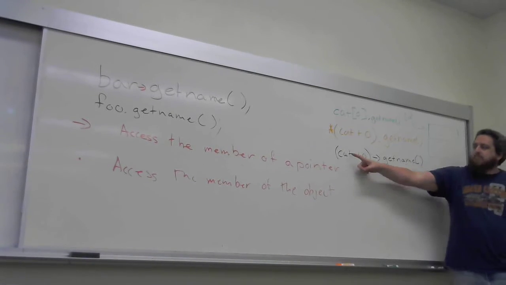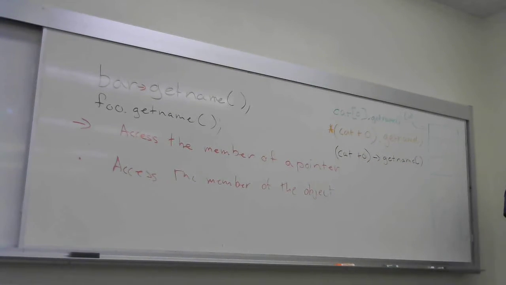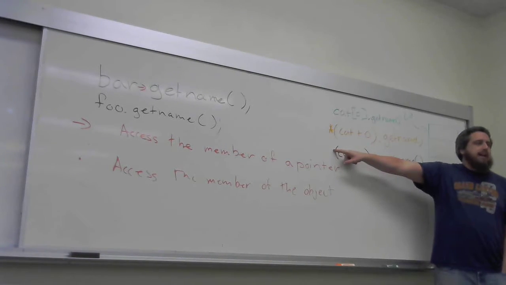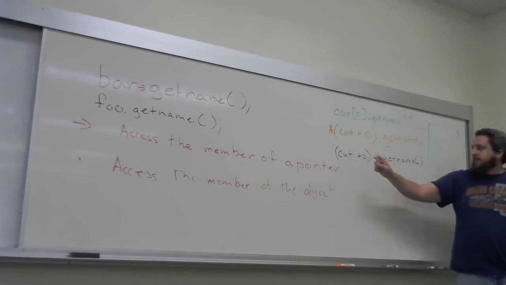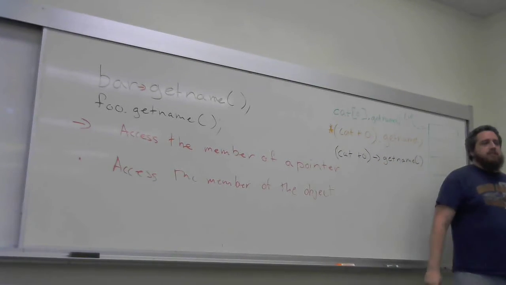This third way is cat plus 0. What is cat plus 0? A pointer. Do I use the asterisk, the star, to access that memory location? I do not. What does the arrow say? Member of the pointer.